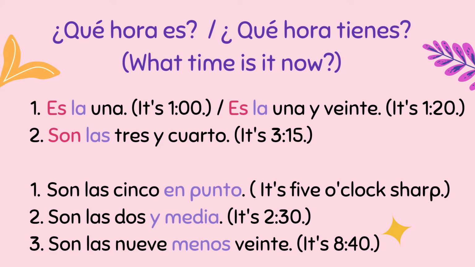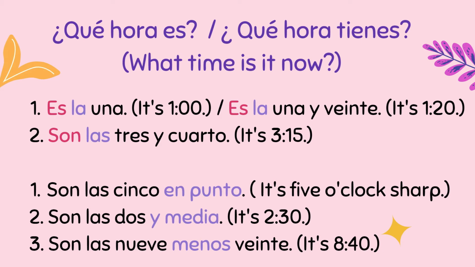And we need to use menos when it is more than half of an hour, which means minus. We need to add 1 hour to the original hour and then change y into menos. For example, 8:40 is 9 menos 20. There are 20 minutes to 9.